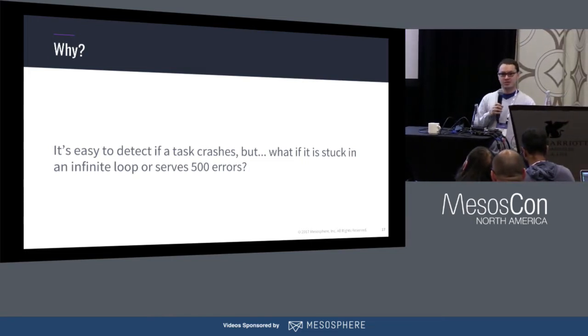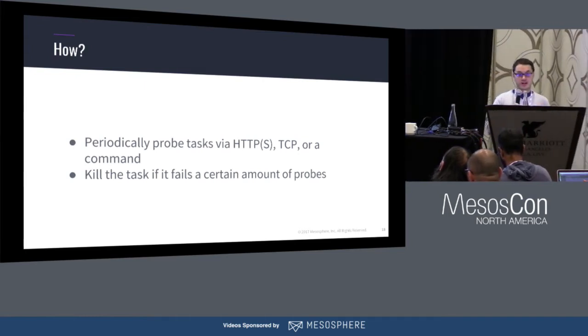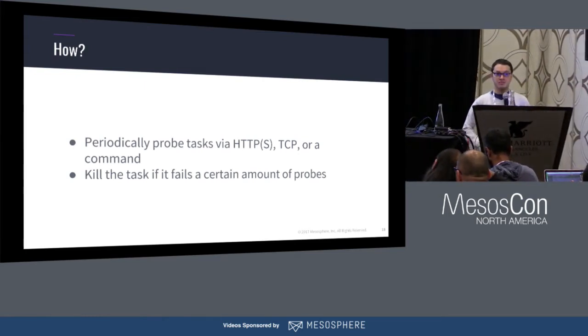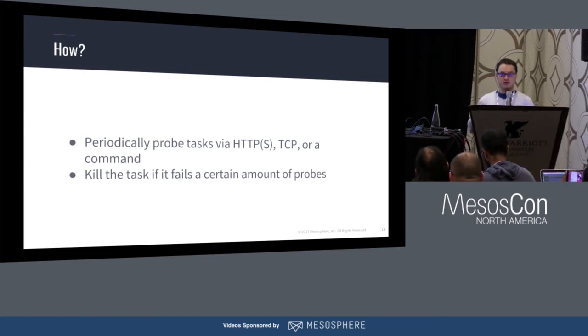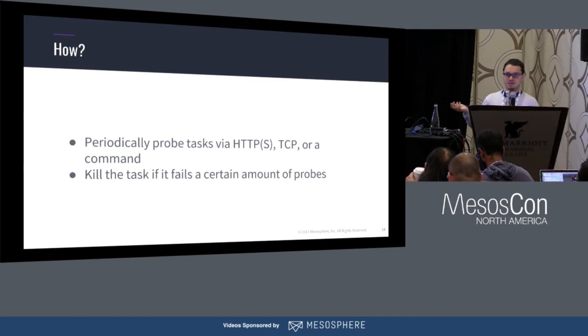Well, that's where health checks come into play. If you use health checks, then either Marathon or Mesos, depending on the kind of health checks you're using, will probe your tasks periodically. It could be via HTTP or TCP, or by running commands in the same namespaces as your tasks. Then Mesos or Marathon will keep track of how many failures there were. And if your task fails the probes a certain number of times that you can define, then it will be killed, and Marathon or whatever other framework will replace it.